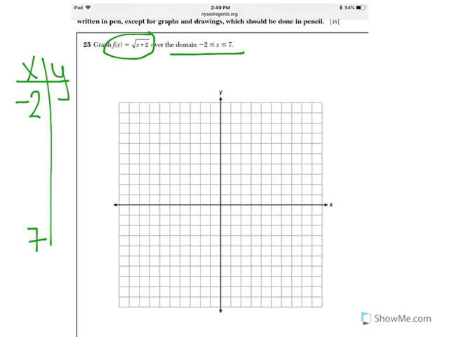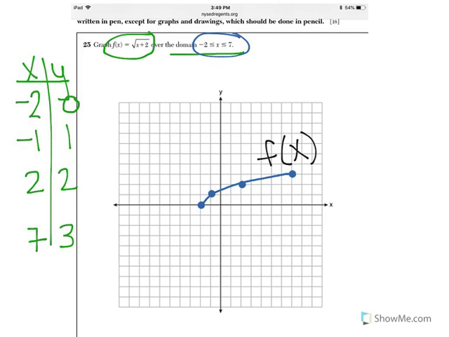Now, I'm not going to plot every single point from -2 to 7 because there are some crazy decimals, so I'm only going to plot the nice points. So, for instance, -2, 0 is a good point, -1, 1, I'm going to skip, and plot 2, 2, and then 7, 3. If we plot these points, our graph looks like this weird curve, and again, there won't be any arrows because of the domain restrictions. Our last thing to do is label our graph, and since it's called f of x, we can also call it f of x.